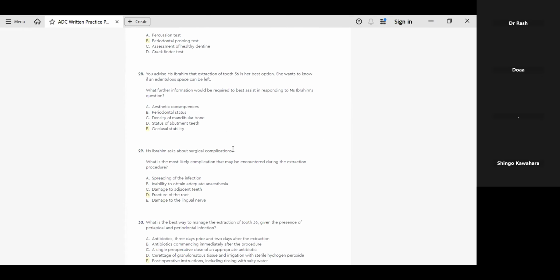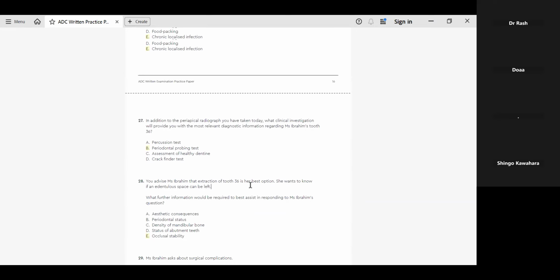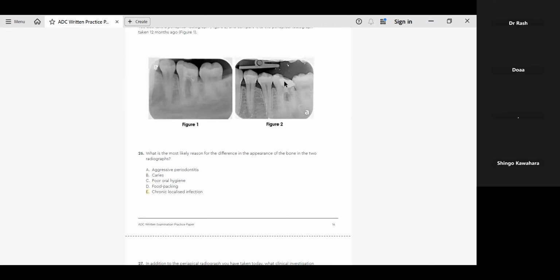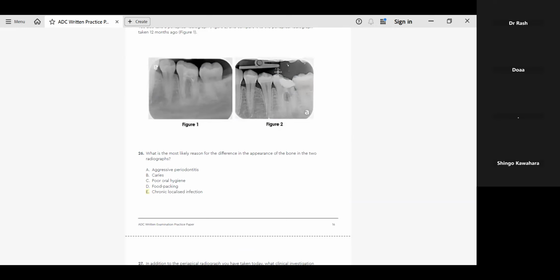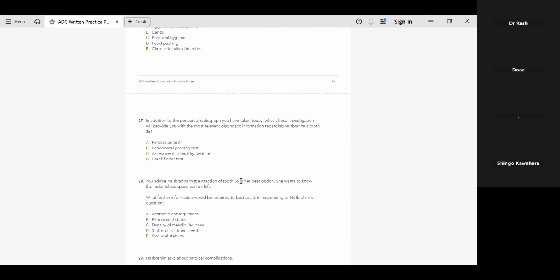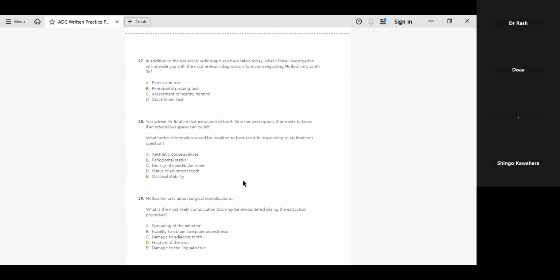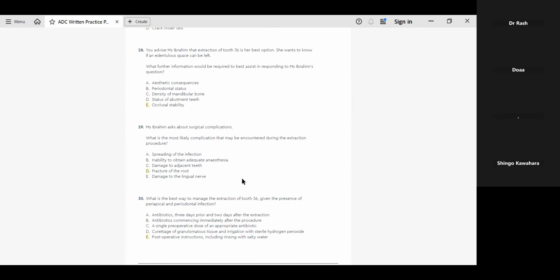She asked you about surgical complication. What is the most likely complication that may be encountered during the extraction procedure? Fracture of the root. Of course, we don't have much of the coronal structure. This is entire filling. When you try to extract this tooth, this portion is going to break off, possibly leading to a fracture of the root as well. And again, if you look at the options, it's pretty much obvious. A, B, C, and E does not really make sense over here.